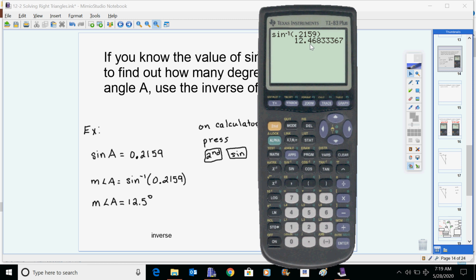I'm going to say just so that we have a standard in our class, we're going to round it to the 10th place when you're finding the angle measure, when you're finding the number of degrees.